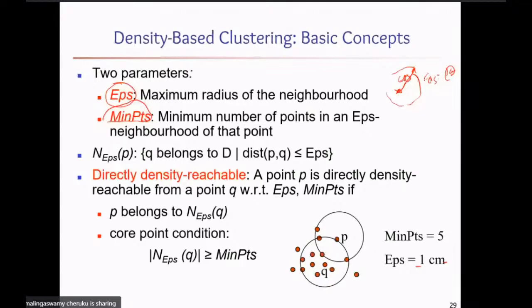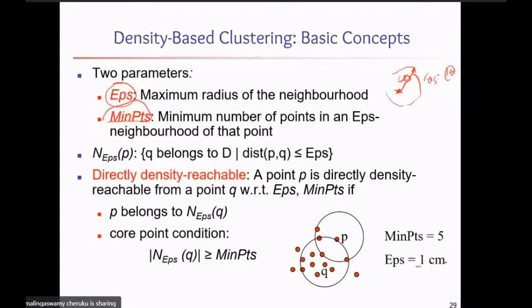If I am given an epsilon and a minimum number of points, these are the two hyperparameters for any density-based clustering, because they define the density. For example, suppose I have taken epsilon as 1 kilometer, and the minimum number of points is the number of people. These two parameters are very, very important to define the density, right?